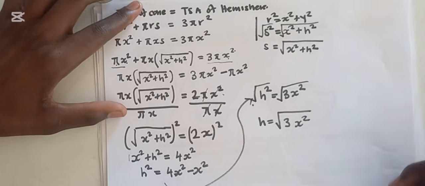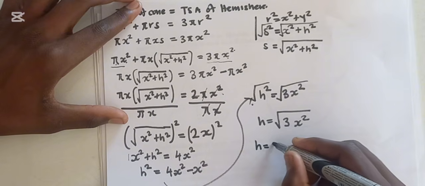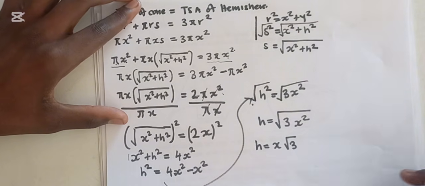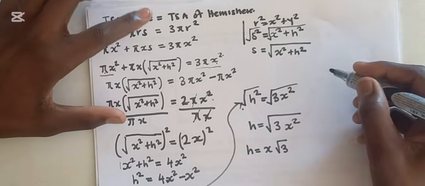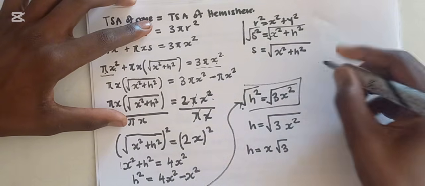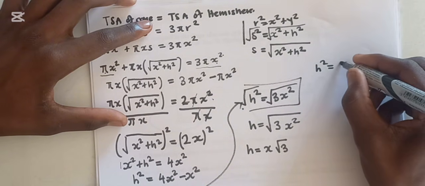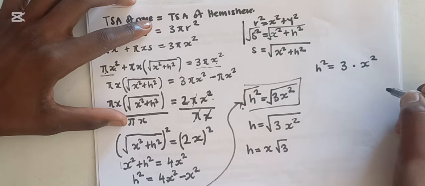So this one is not simplified. The way that you can simplify this is that it is going to be equal to x root 3. Like this. If you don't understand this, these are the surds. They call them surds in mathematics. So what is happening here? Let me just start here so that you can understand. h squared is the same as 3 multiplied by x squared. This is still the same thing, right?